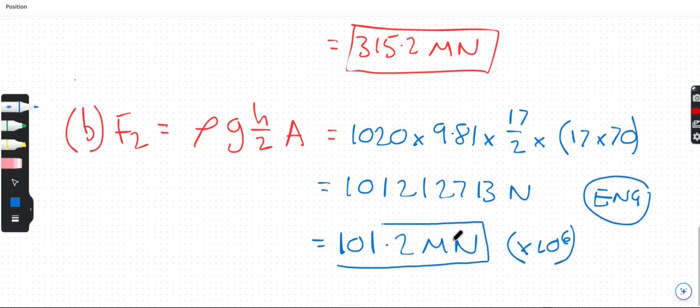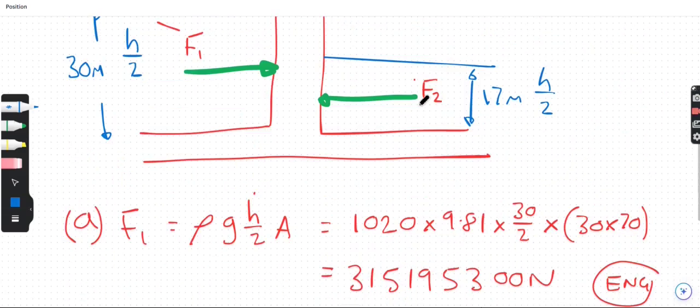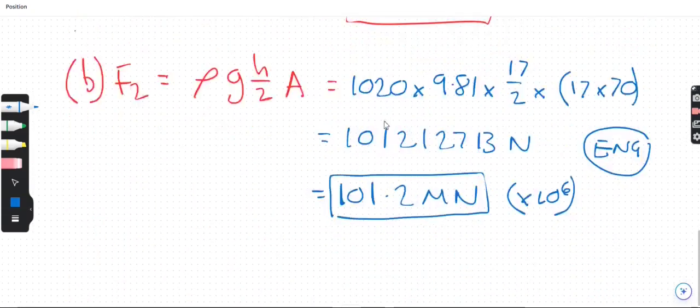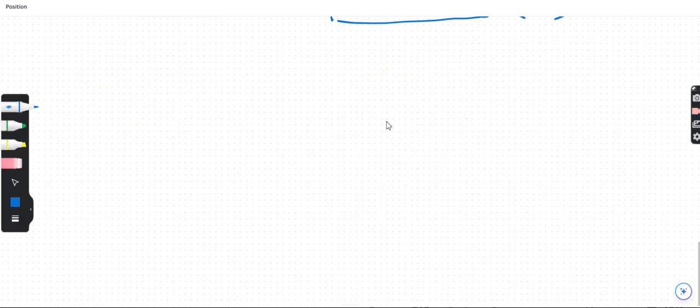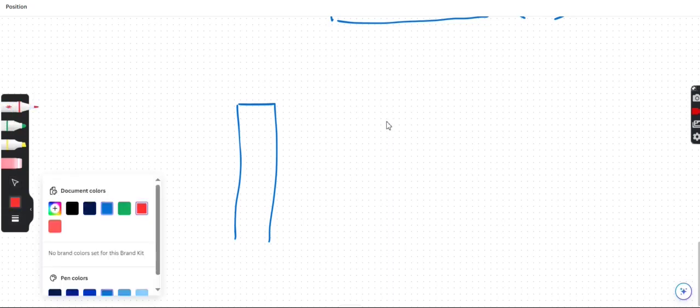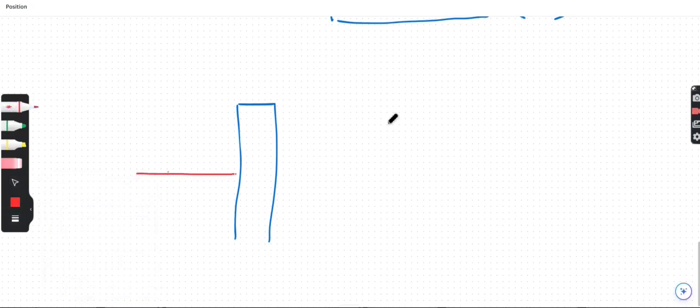That's coming, F2. F2 being there, look. So what we've got is this. I'll just do it quickly again. We've got this bit of this dam or this gauge or whatever it is, and we've got this side. We've got F1 coming this way, F1 coming this way. We've got F2 a bit lower down coming this way. I've labeled them F1 and F2.